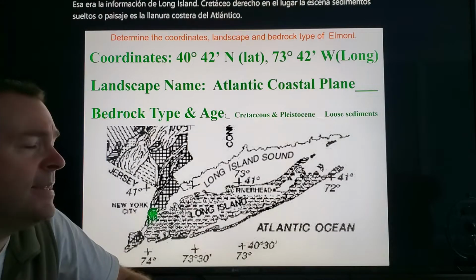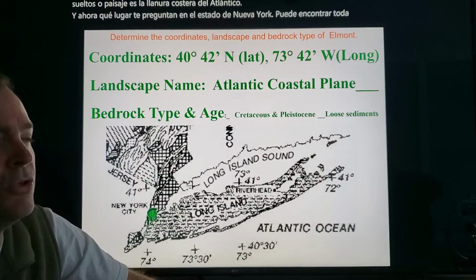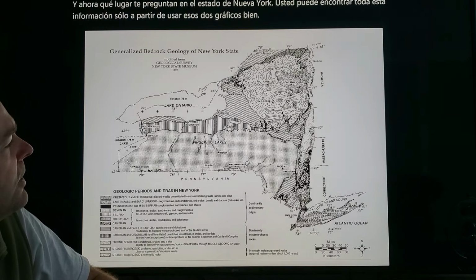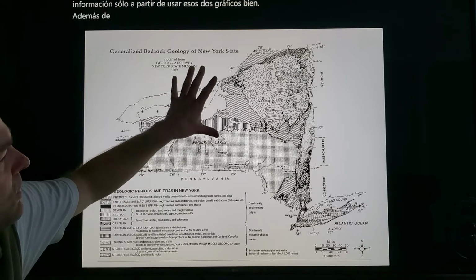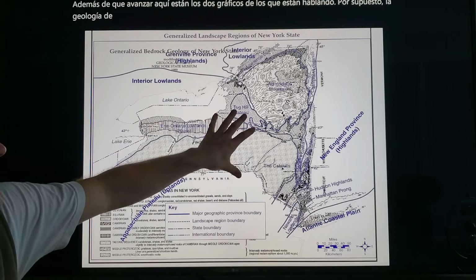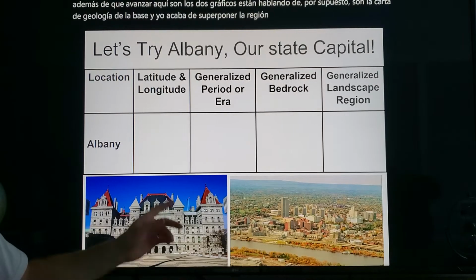And no matter what place they ask you in New York State, you can find all this information out just from using those two charts. All right? So let's keep moving forward here. The two charts I'm talking about, of course, are the bedrock geology chart, and I just overlaid the landscape region chart. Okay? So take a look, Albany.